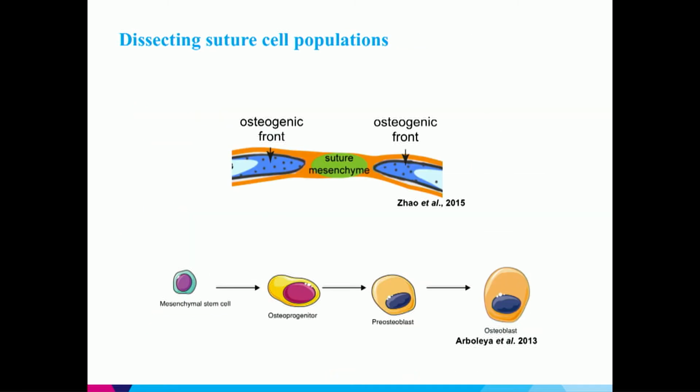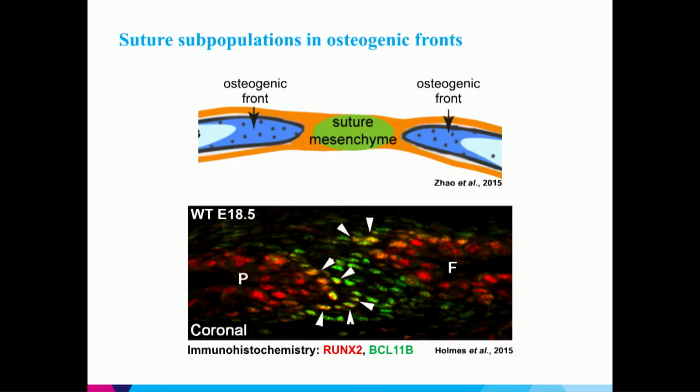Of course, all the data that I've shown you so far is derived from bulk RNA-Seq data from each of the suture subregions. That said, we know that there are differences in cell population even within these suture subregions. For example, in the osteogenic front, as I previously said, there is differentiation ongoing from pre-osteoblast to osteoblast. We can take a closer look at this by looking at staining patterns of gene expression. In the examples I've shown here, we have RUNX2 and BCL11B. RUNX2 is primarily expressed in the osteogenic front, whereas BCL11B is primarily expressed in the mesenchyme.